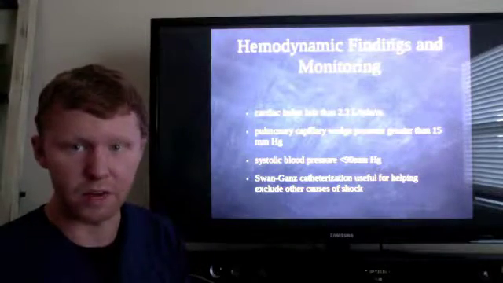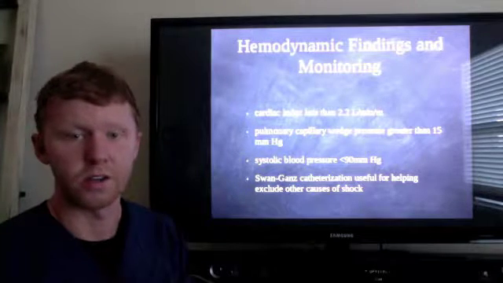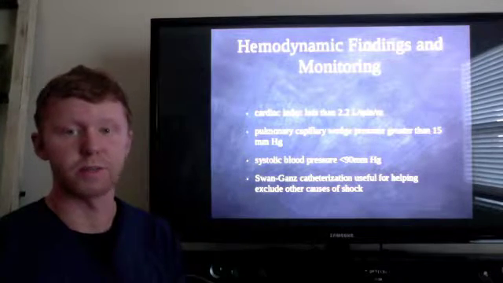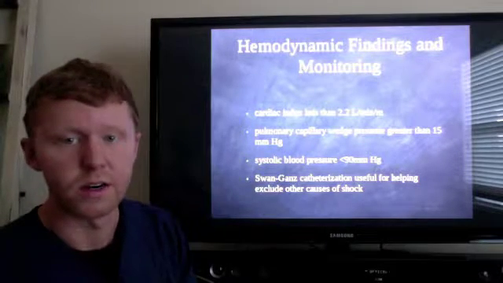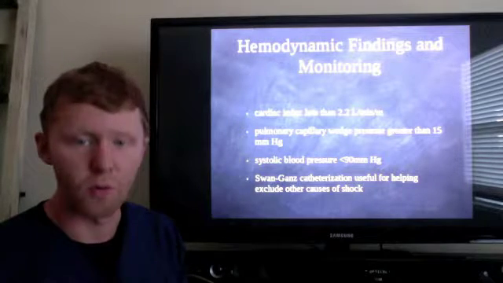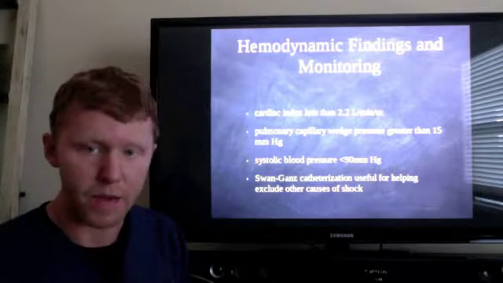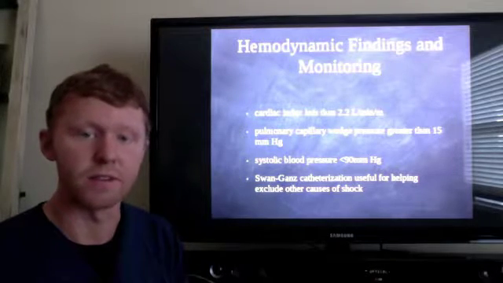So some hemodynamic findings and monitoring. A very important thing to look at with cardiogenic shock would be pulmonary capillary wedge pressure. This can assess the back pressure in the heart. So it's going to be greater than 15 millimeters of mercury. And a normal heart that doesn't have that back pressure and all that fluid will be less than 15.